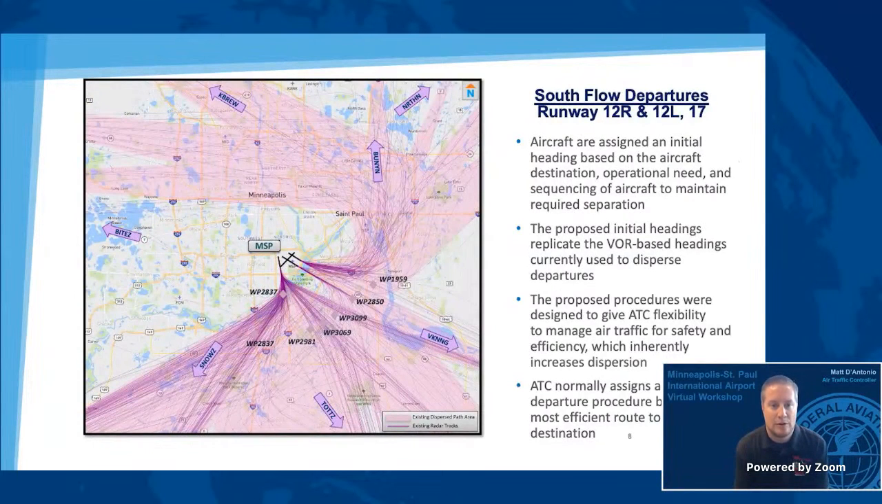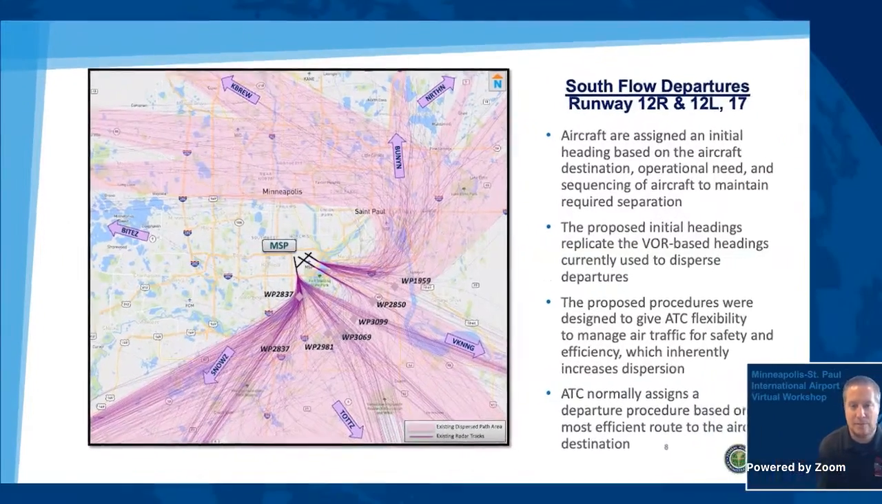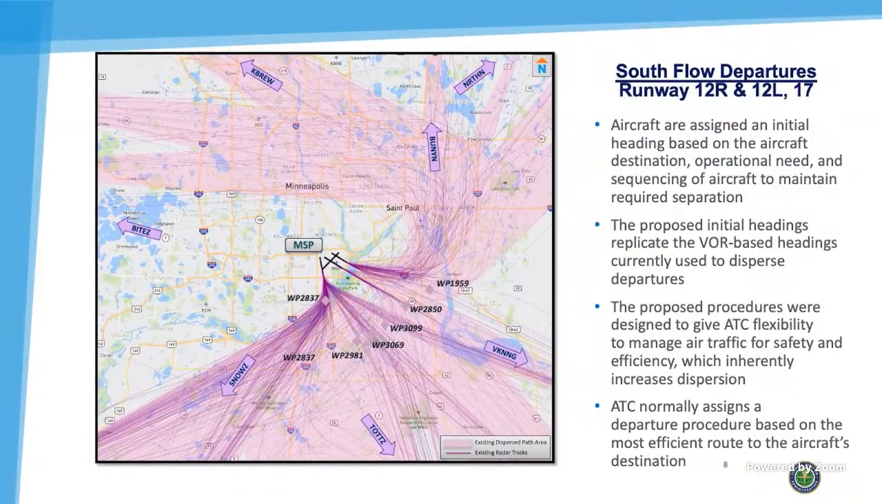This board shows a more zoomed-in view of the existing flight tracks and proposed departure procedures. Aircraft are assigned an initial departure procedure based on the aircraft destination, operational need, and sequencing of aircraft to maintain required separation.